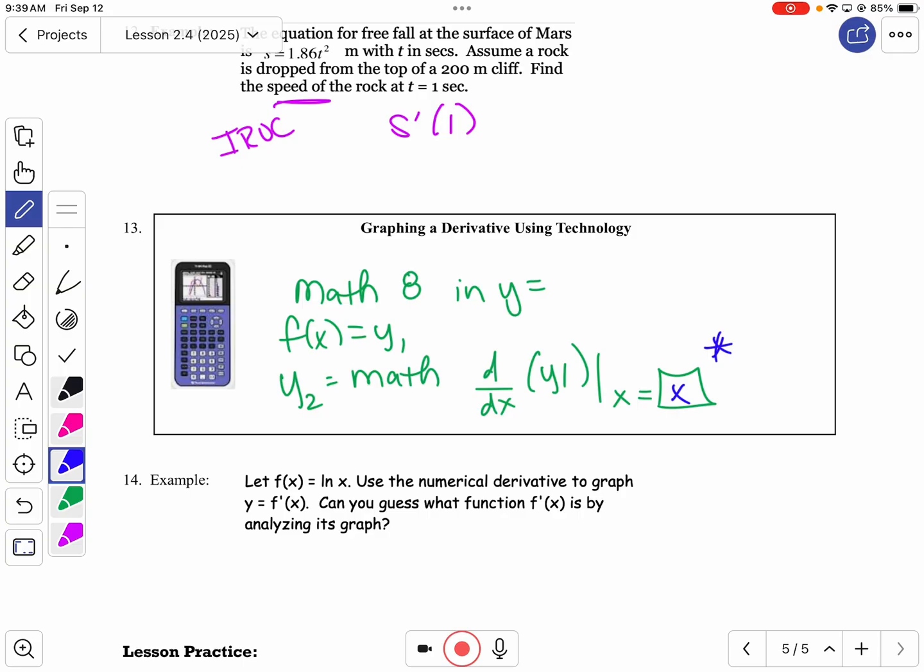All right. So I want us to do example 14 together just to look at it. If we wanted to graph a derivative, it says let f of x equal ln of x. Use the numerical derivative to graph f prime. Could we guess what function f prime of x is by just looking at the graph?